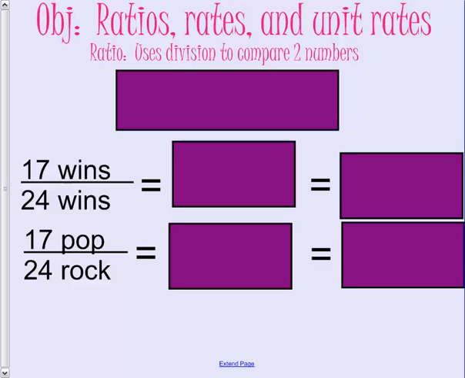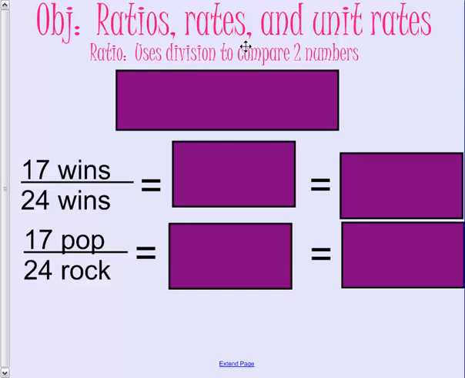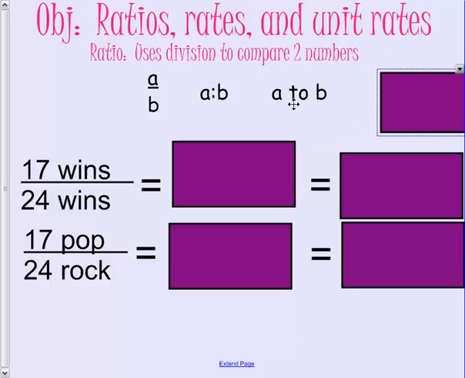Today we're talking about ratios, rates, and unit rates. Here's a definition that you might want to jot down. A ratio uses division to compare two numbers. So, for example, some ways that we write ratios are like this: a fractional form, with a colon, or with a "to".